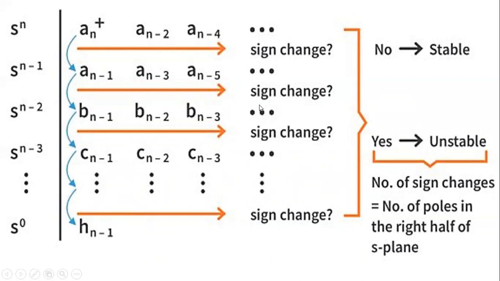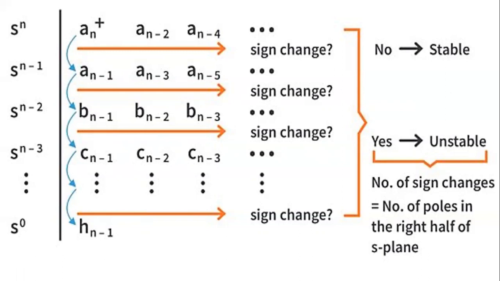As per the Routh Hurwitz Criterion, for a system to be stable, it is sufficient that all the elements of the first column, this is the first column, this is the second column, of the Routh array are positive. If this condition is not met, we can straight away declare that the system is unstable, and the number of sign changes in the first column of the Routh array will give the number of poles that lie in the right half of the S-plane.